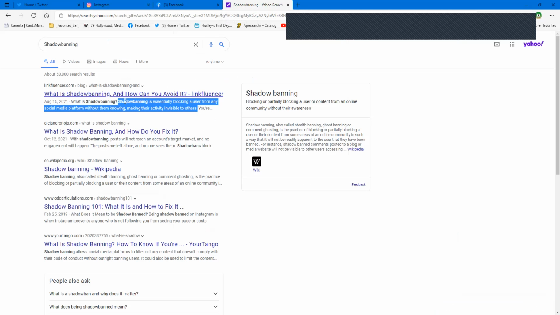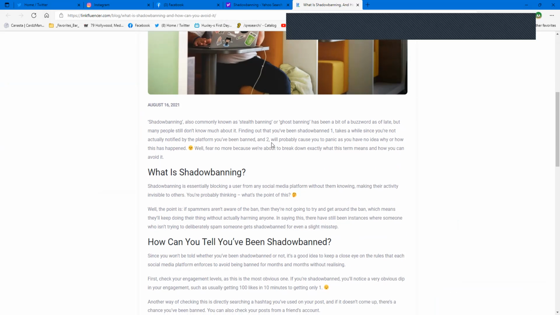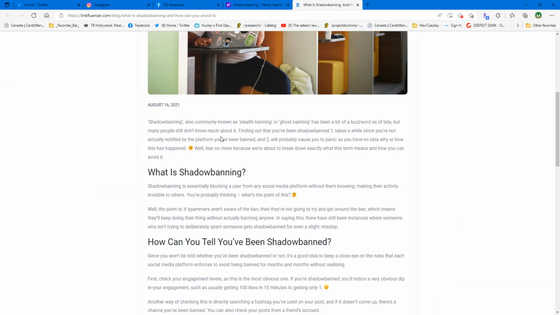So what is shadow banning? A lot of us know what it is. Some people might not. But shadow banning, also commonly known as stealth banning or ghost banning, has been a bit of a buzzword as of late, but many people still don't know much about it. You don't know about it unless it's happened to you. Finding out you've been shadow banned, one, takes a while since you're not actually notified by the platform you've been banned, and two, will probably cause you to panic as you have no idea how or why this has happened.